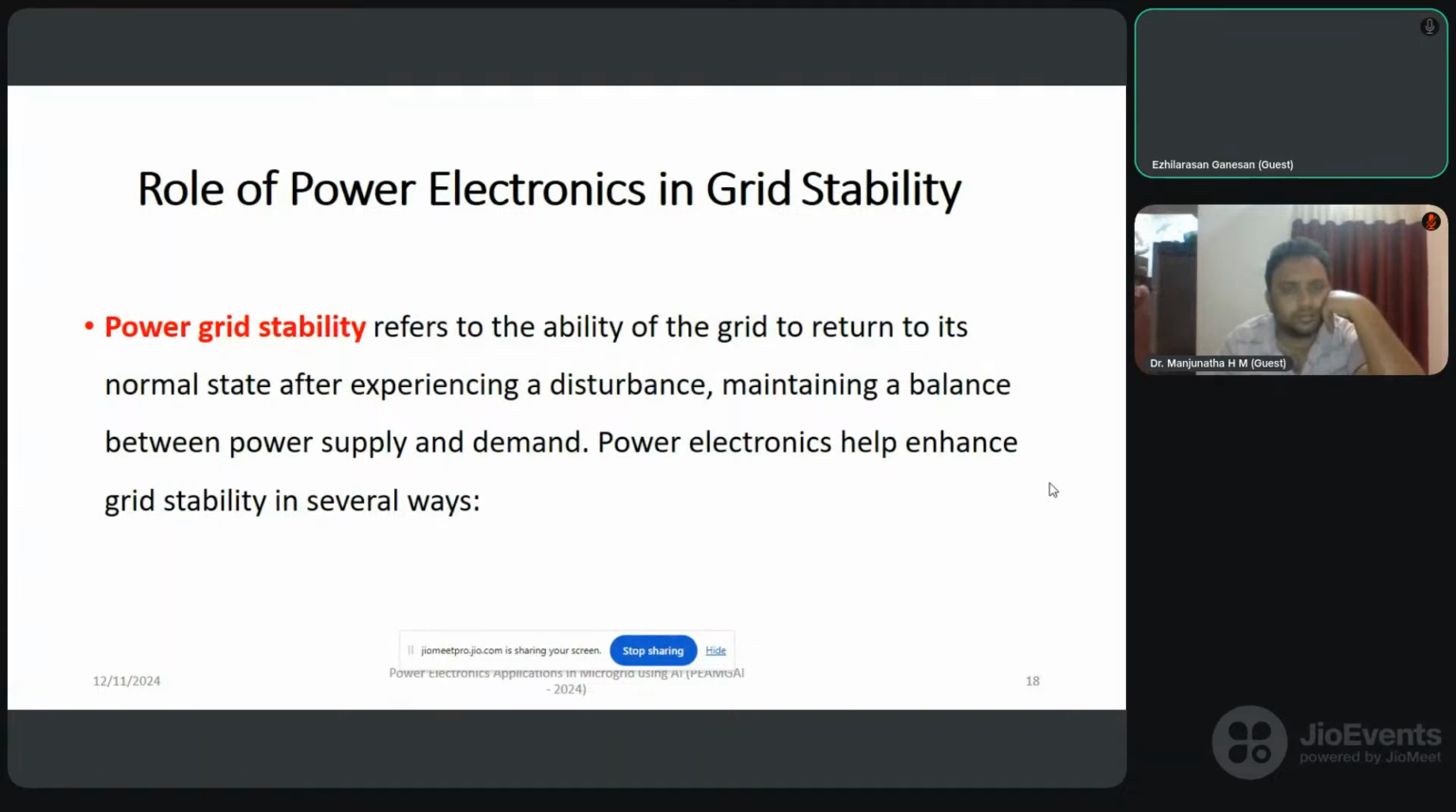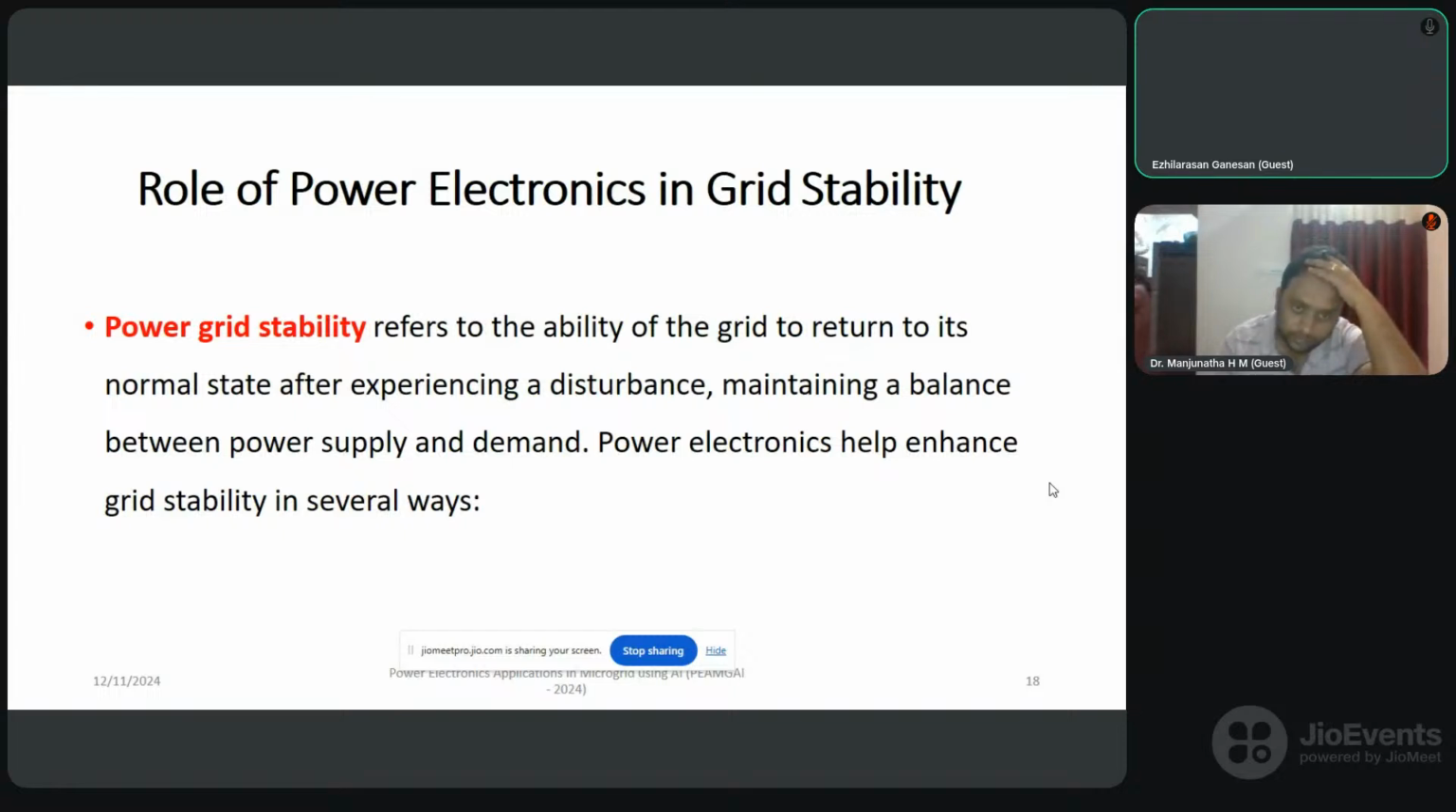So what is stability of the power grid? I have seen that in all the lectures from the beginning, from the first day, everyone states this, grid stability. So it is a repetition only again and again.